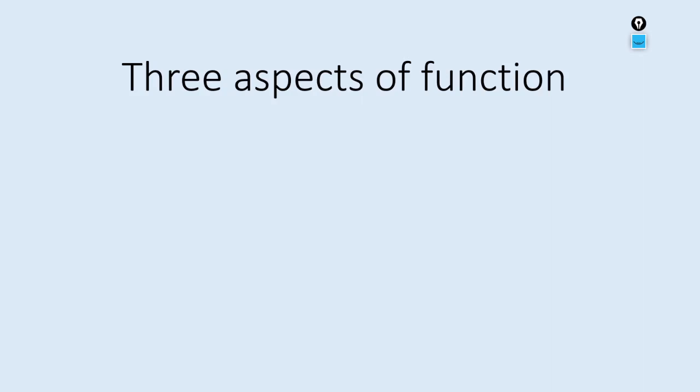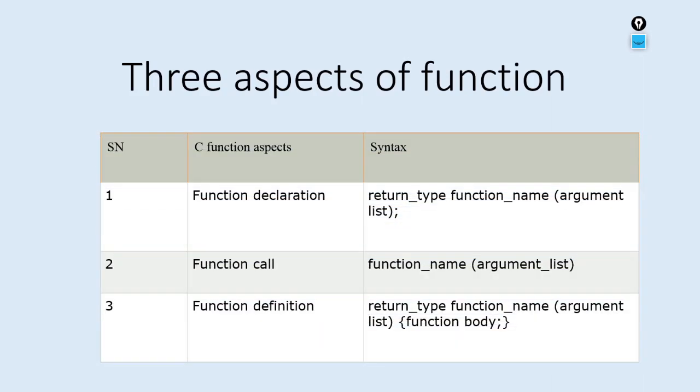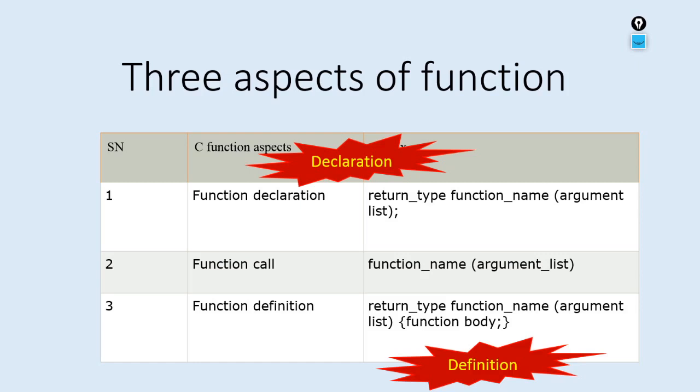Hello everyone. In this video, we will see the different styles of how a function can be declared, defined and called. Here we have the three aspects of a function. Declaration, that is, we have to give the return type, name and argument list. We need the declaration because the compiler needs to understand that you have given a user defined function in your program.